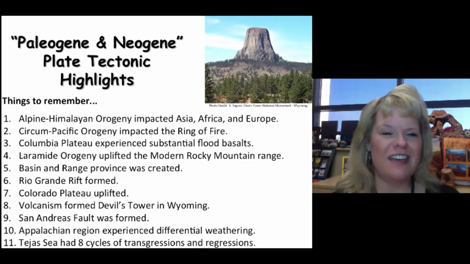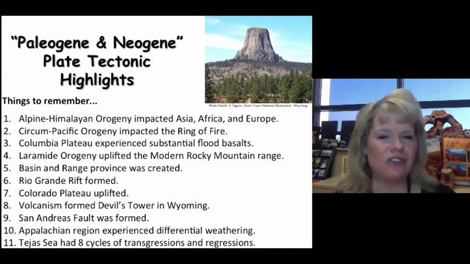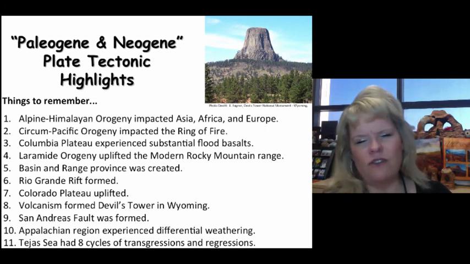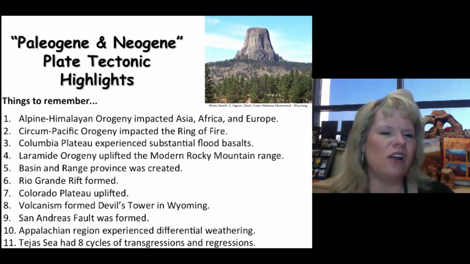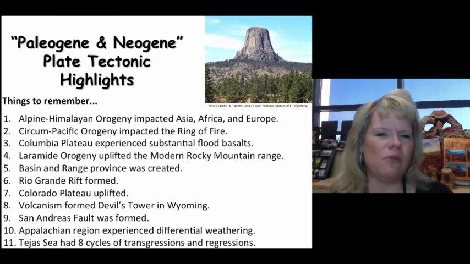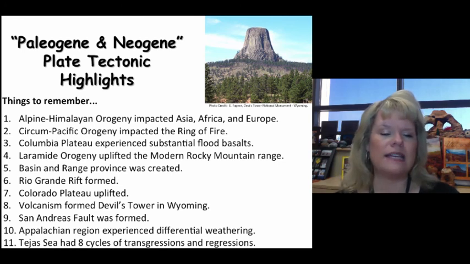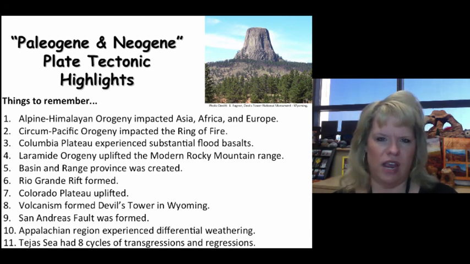Fascinating stuff. So as we conclude the topics of the Paleogene and Neogene plate tectonics, a couple of key things happen. Remember, we had two orogenic belts that were global that would create major orogenies in Asia and Europe. The Alpine Himalayan orogeny, which lifted the Himalaya range, and then of course the Circum-Pacific orogeny, which is famous for the Ring of Fire. The Columbia River Plateau area is famous for all the flood basalts that happened, and then we know the Laramide orogeny uplifted the modern-day Rocky Mountain Range and also impacted the northern Canadian Rockies. We know the Basin and Range province was created.